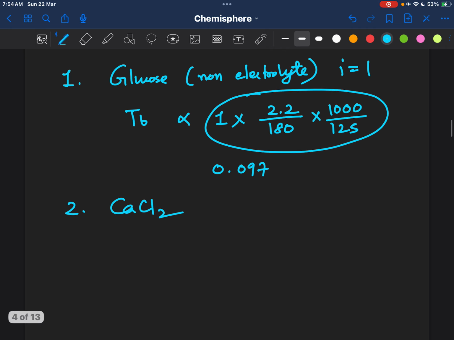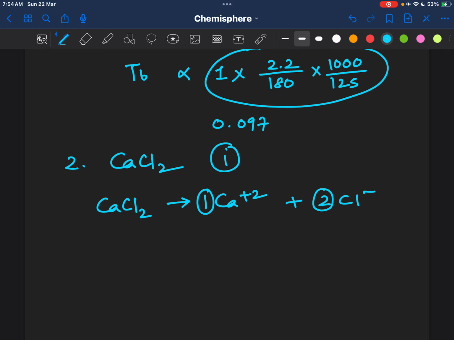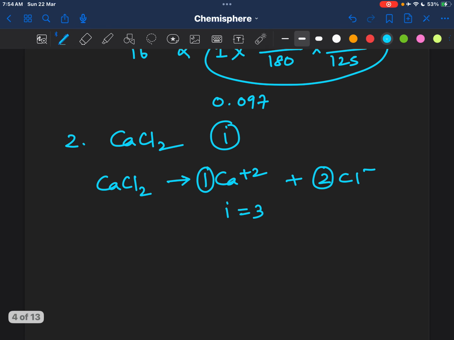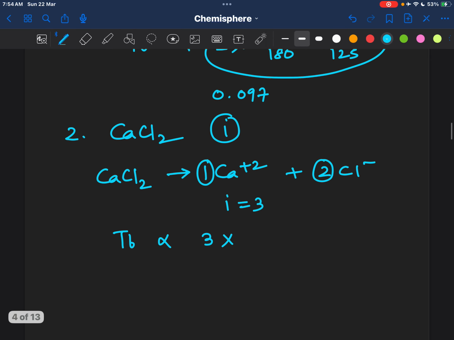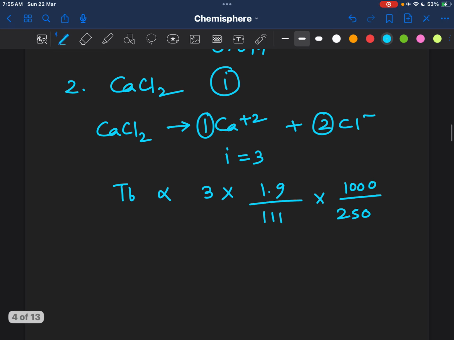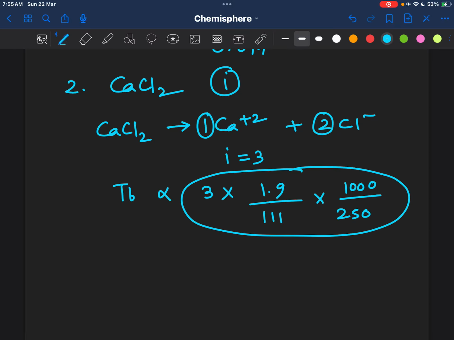Second option is CaCl2. To calculate the I for CaCl2, we know that CaCl2 decomposes into Ca2+ and 2 Cl-. So there are a total of 3 ions. So therefore the value of I is equal to 3. And so TB will be directly proportional to 3 into molarity. Molarity will be the given mass of CaCl2, 1.9, divided by the molar mass of CaCl2, 111, into 1000 divided by the volume of the solution, 250. When we do this calculation, this comes out to be approximately 0.205.